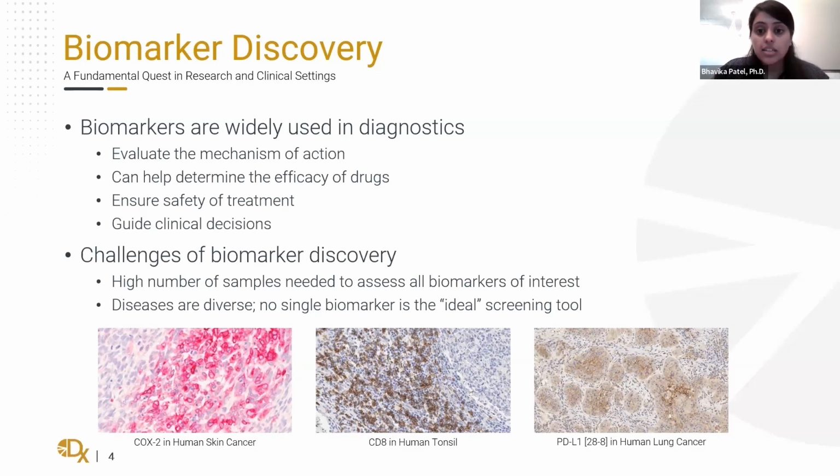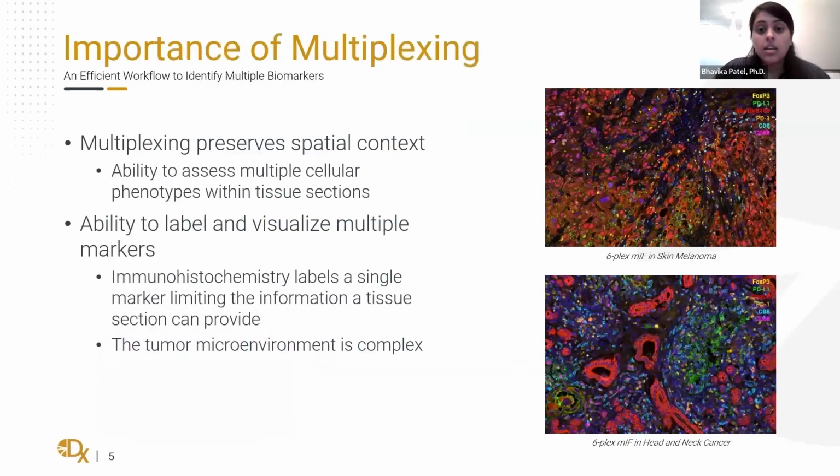Several challenges exist with biomarker discovery. One of the biggest challenges of biomarker discovery is the vast number of samples that may be needed to assess all of the biomarkers that are of interest. In most cases, one biomarker does not fit all, meaning multiple biomarkers result in higher diagnostic accuracy than using a single biomarker. The most efficient way to assess a variety of biomarkers is by using multiplex technologies.